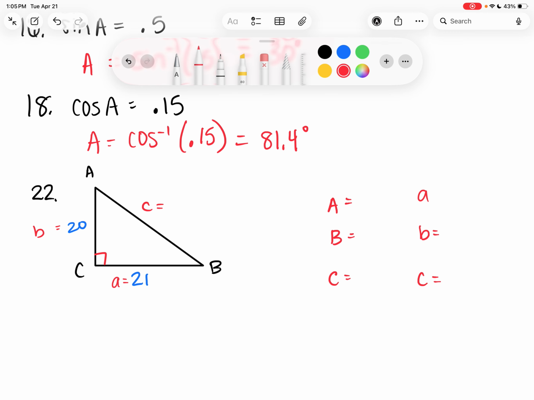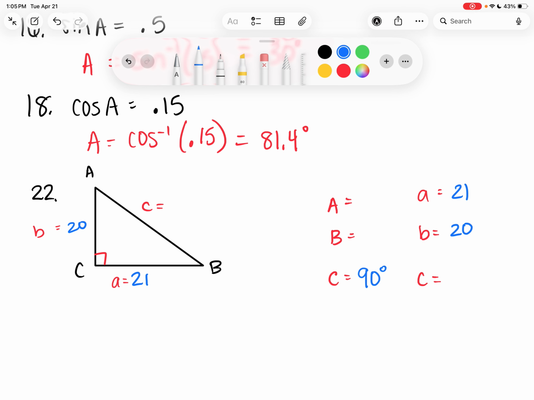Sometimes I'll write the sides first. This time I wrote the angles first. And at this point I would write in everything that I know. So I only know angle C is 90 degrees. I don't know any of the other angles at this point. I know side A is 21, side B is 20. So that's all I know right now.